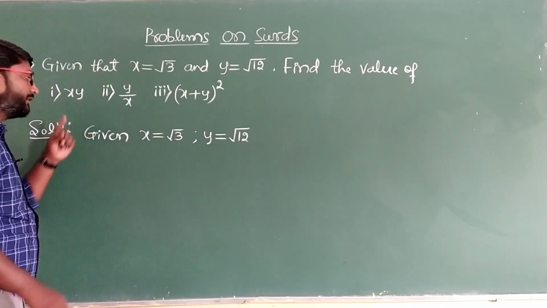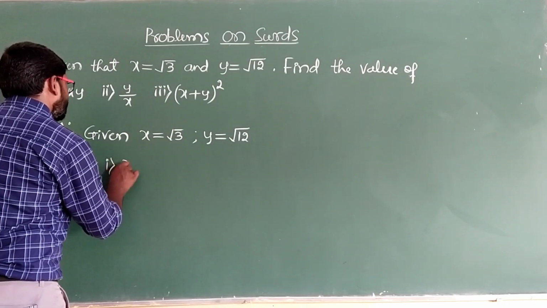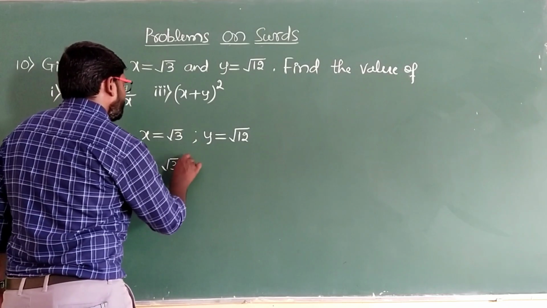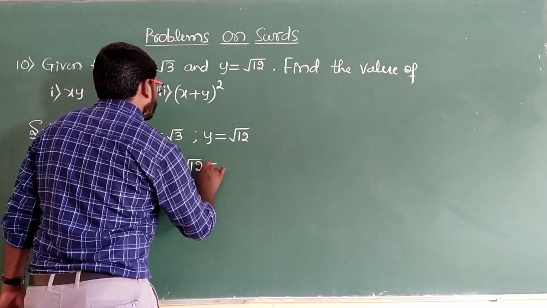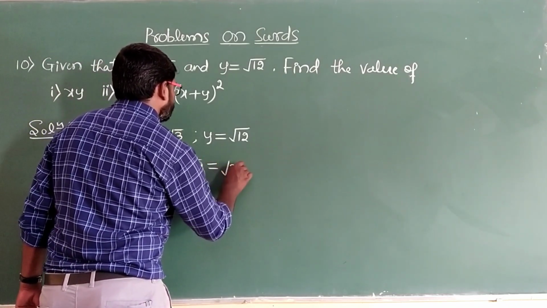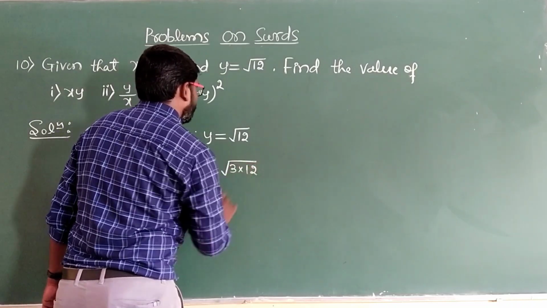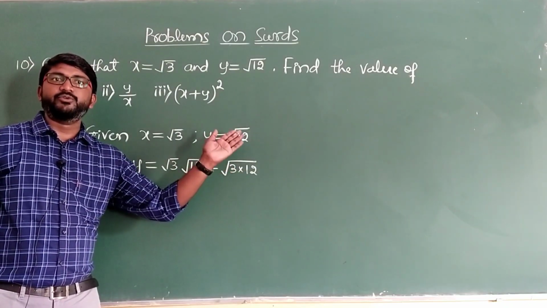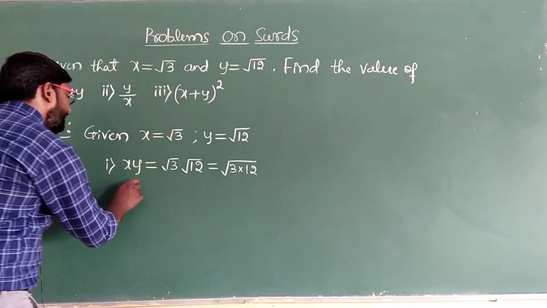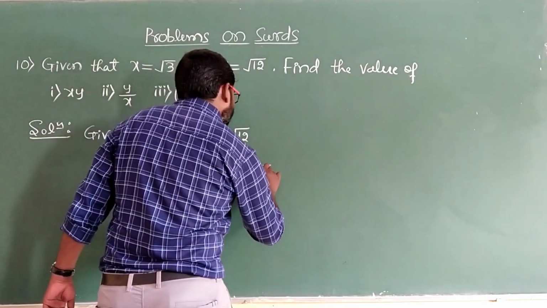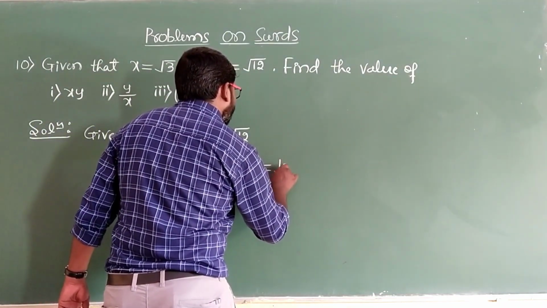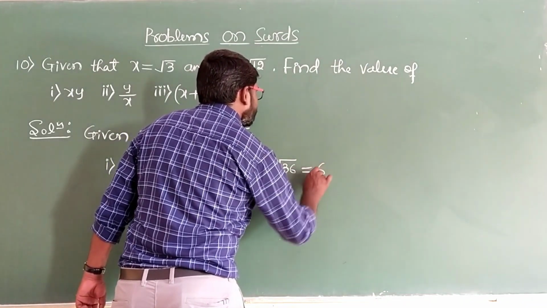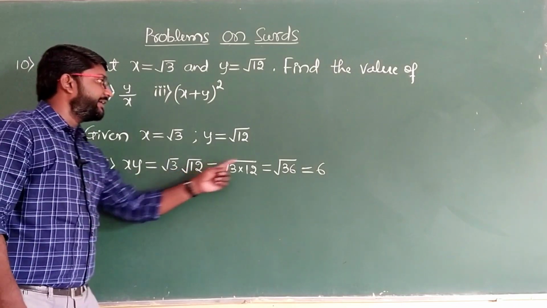First we have to go for xy. So xy is equal to root 3 into root 12. So this is equal to root 3 into 12. We have the standard property root a into root b is equal to root ab. So now xy is equal to square root of 3 into 12, it is 36. So what is the value of root 36? It is 6. So the value of xy is 6.